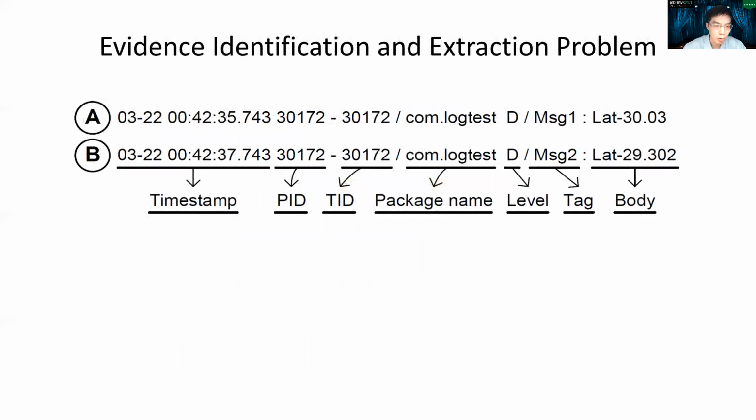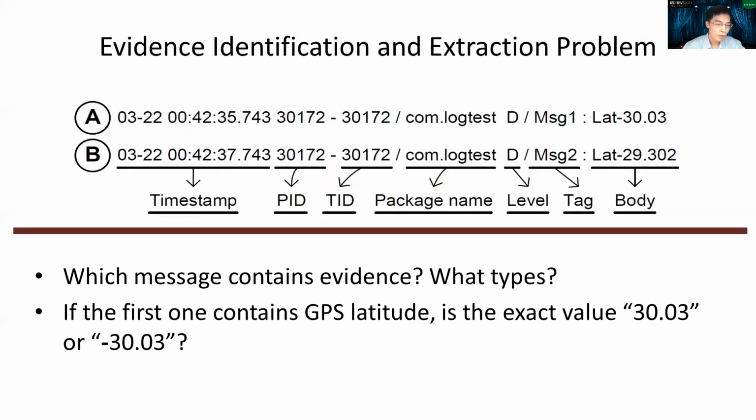Let me use this example to rephrase and motivate our research problems. Given that a forensic investigator wants to find the evidence from log messages A and B, our first research problem, the evidence identification problem, is to find which message contains the evidence. And if the answer is yes, what types of evidence they are. In this case, given that we find out message A contains the GPS latitude, what the actual value is supposed to be? Here, the evidence extraction problem comes, which targets at answering this kind of question.